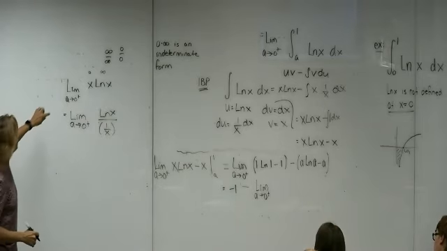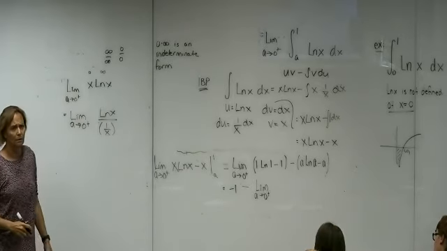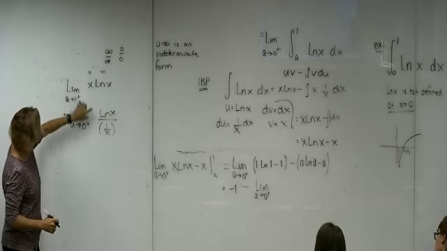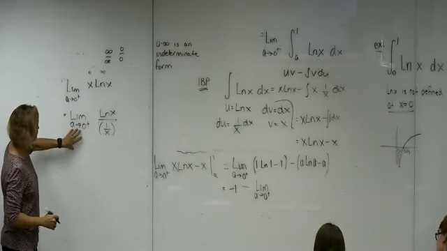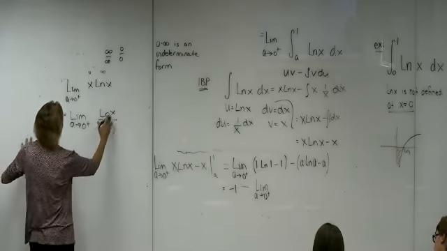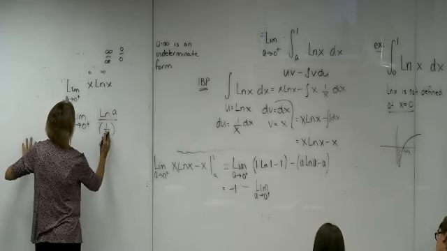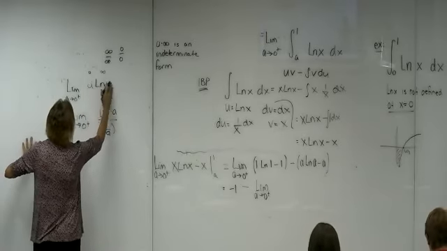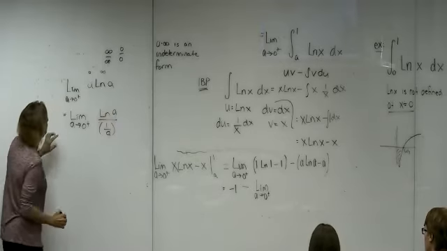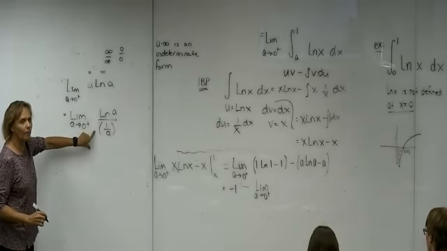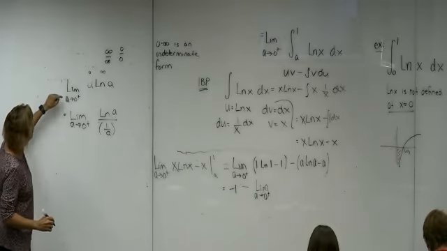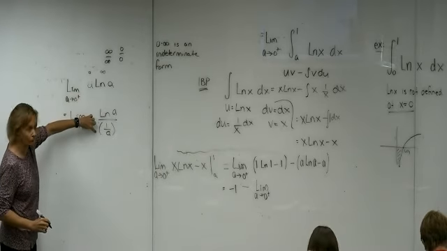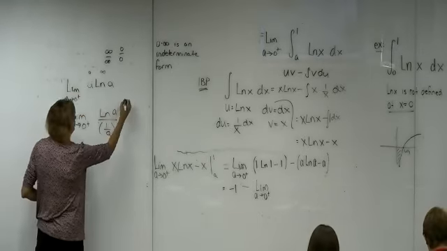What did I just do? You just rewrote it. Yeah, but it's the same, right? As long as I need my A in here, I'm evaluating it at A. Multiplying by A is the same as dividing by 1 over A, but now I have it in the right form. This is infinite and this is infinite, the right form to use L'Hopital's rule.